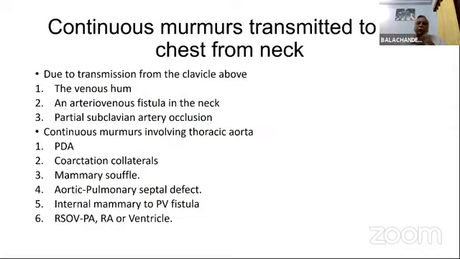There are some continuous murmurs which are transmitted from the chest to the neck, and that is the venous hum and arteriovenous fistula, and a partial subclavian artery occlusion, occasionally in Takayasu arteritis. Now, continuous murmurs involving the thoracic aorta are PDA or a coarctation or a mammary souffle. Aortopulmonary septal defect is a rare cause of continuous murmur. Usually, it causes only systolic murmurs. And of course, we have rare conditions like internal mammary to pulmonary vein fistula or RSOV, which we shall see.